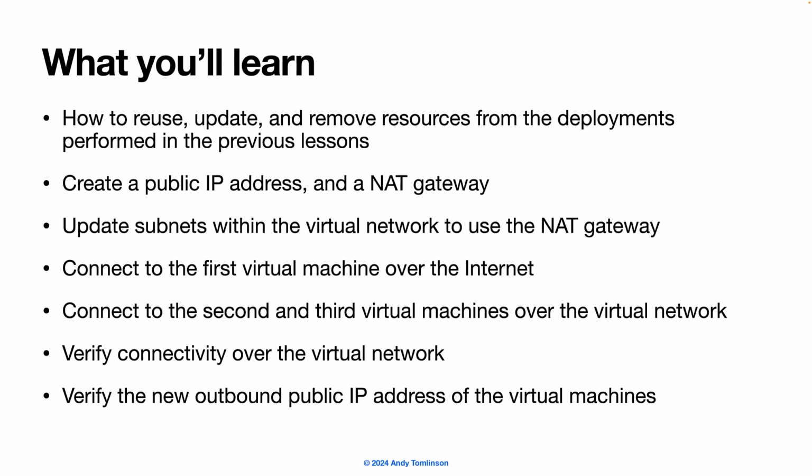In this lesson, we'll learn how to reuse, update and remove resources from the deployments performed in the previous lessons, how to create a public IP address and a NAT gateway, how to update subnets within the virtual network to use the NAT gateway, how to connect to the first virtual machine over the internet, how to connect to the second and third virtual machines over the virtual network, how to verify connectivity over the virtual network, and how to verify the new outbound public IP address of the virtual machines.